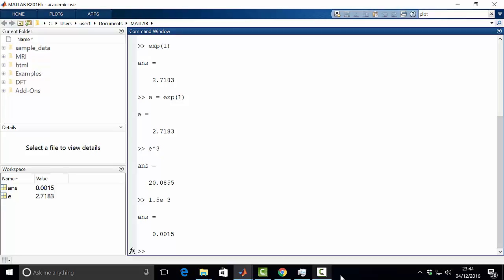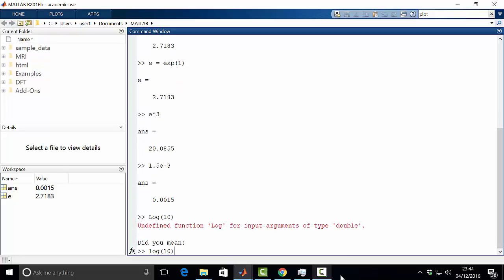In scientific subjects, it's also very common to want the logarithm of a value. Let's try log 10. That doesn't work because I used an uppercase letter. Remember that MATLAB only uses lowercase in function names. However, the program has helpfully suggested to use the name of the function that we might be after. Let's try it.